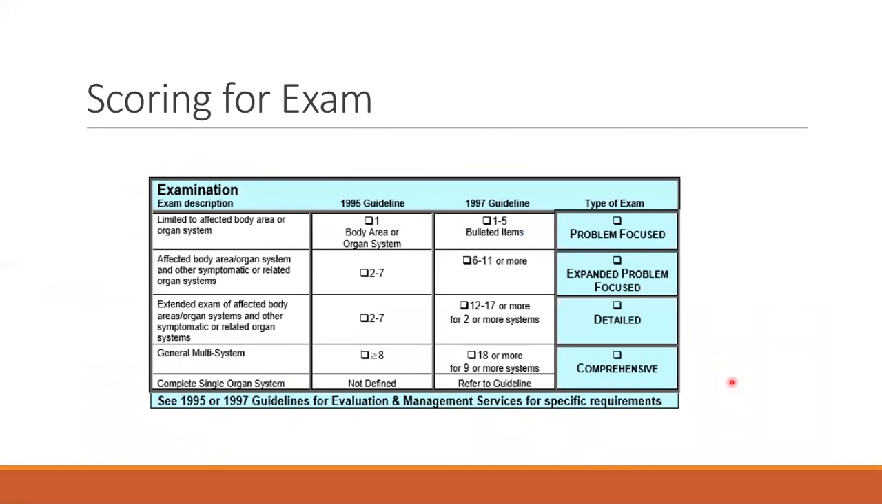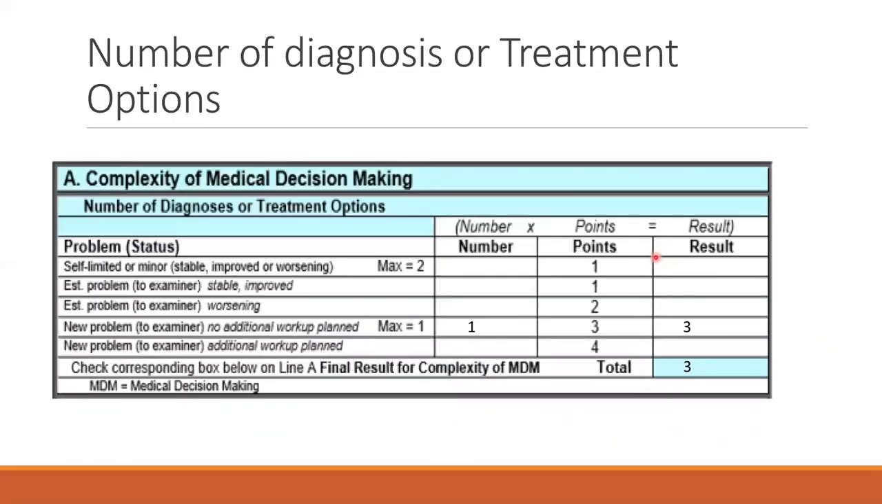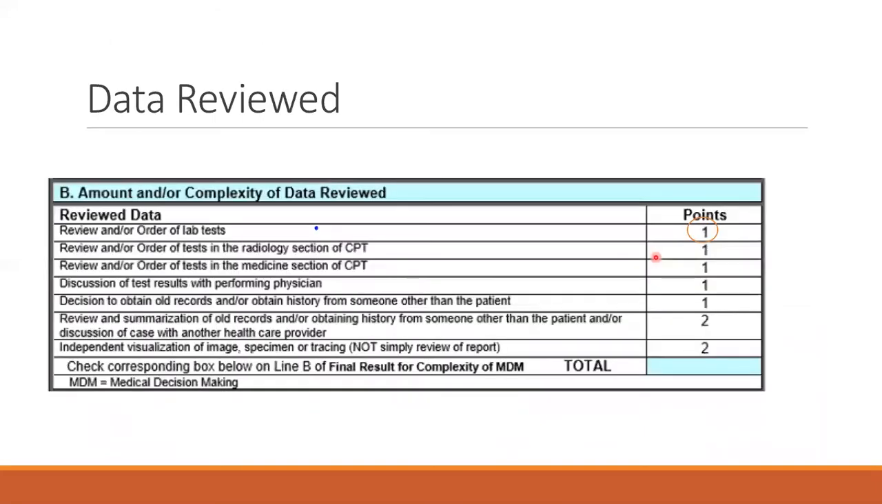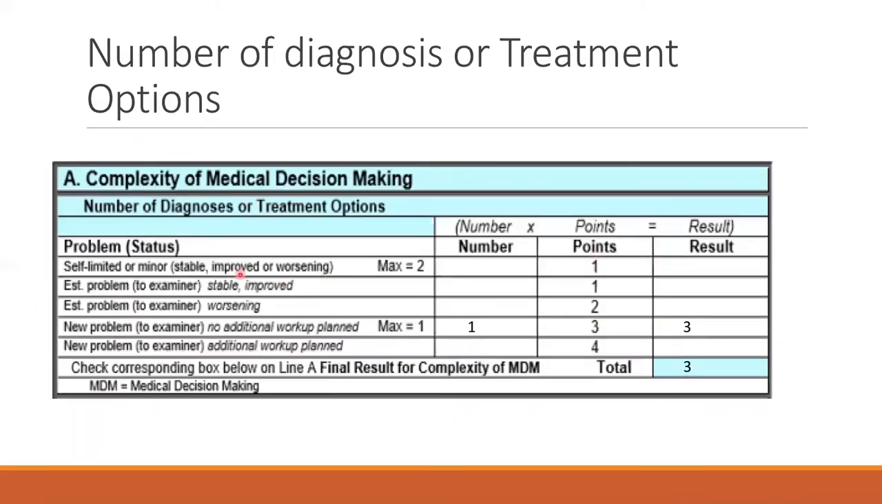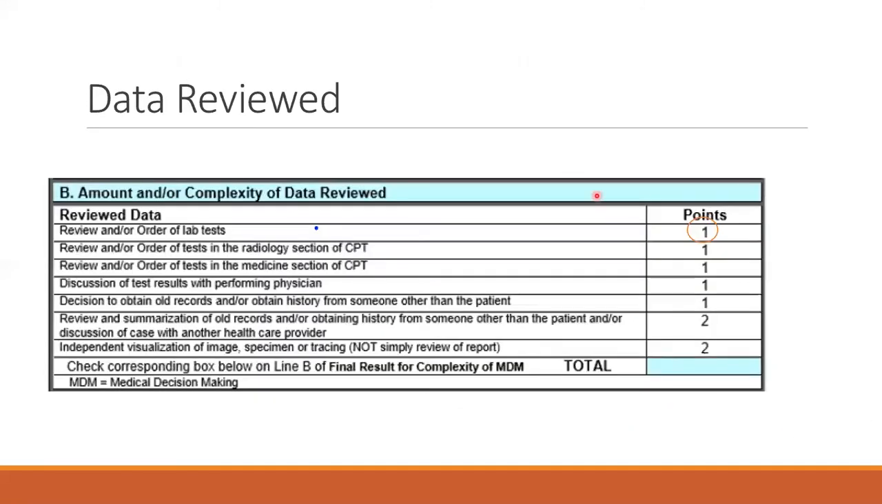Now let's look at our physical exam. For our physical exam, we had 6 bulleted points. So we're at an expanded problem-focused physical exam. And for the number of diagnoses or our medical decision-making, we have a new problem that's new to us, and we're not doing any additional workup. So that would be a maximum of 1. So we would have 3 points in total for our diagnosis and treatment options. We only ordered a UA, so we get 1 point for labs.